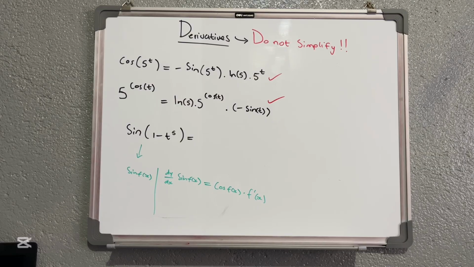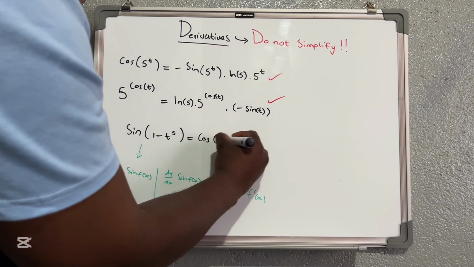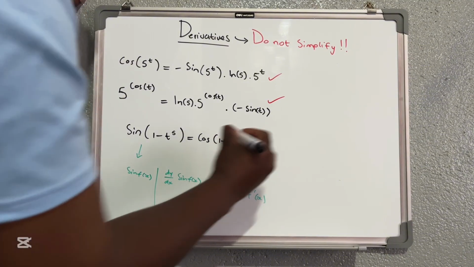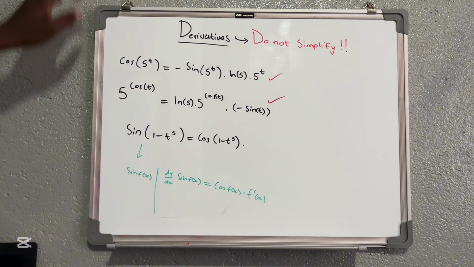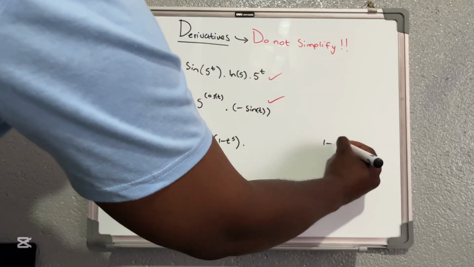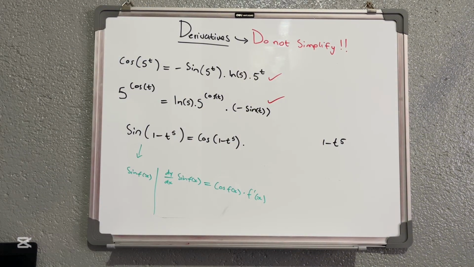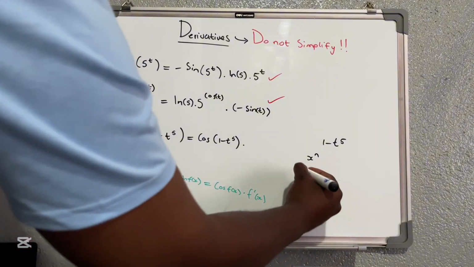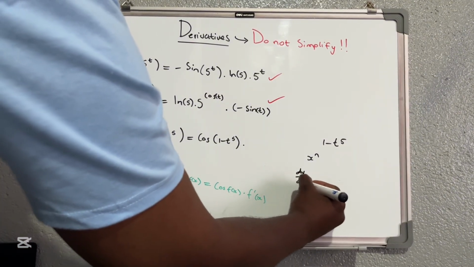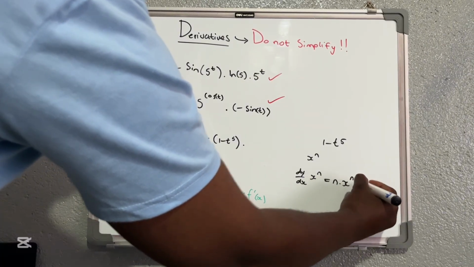You will say, okay, I'm going to start and say I have cos of 1 minus t to the exponent 5 multiplied by the derivative of what's inside. So the derivative of what's inside, what do I have? I have 1 minus t to the exponent 5. So which differentiation rule am I going to use for this one? We're using the one where I have x to the exponent n. And what does it say? It says if you have dy over dx of x to the exponent n, this is the same as having n multiplied by x to the exponent n minus 1.